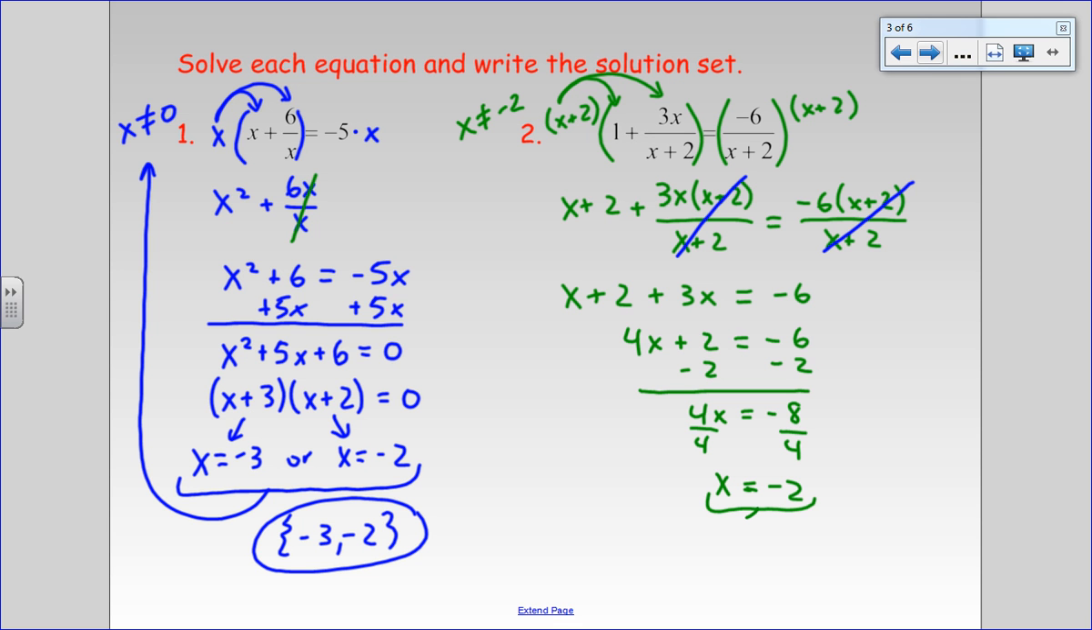However, note that in our rational equation, a value of x equals negative 2 would create a denominator equal to 0, resulting in expressions that are undefined. So while x equals negative 2 can be a solution of that linear equation that we found, it cannot be a solution of the original rational equation. So we cannot include it in our solution set. And our solution set then is empty. It has no numbers in it. This rational equation has no solutions.